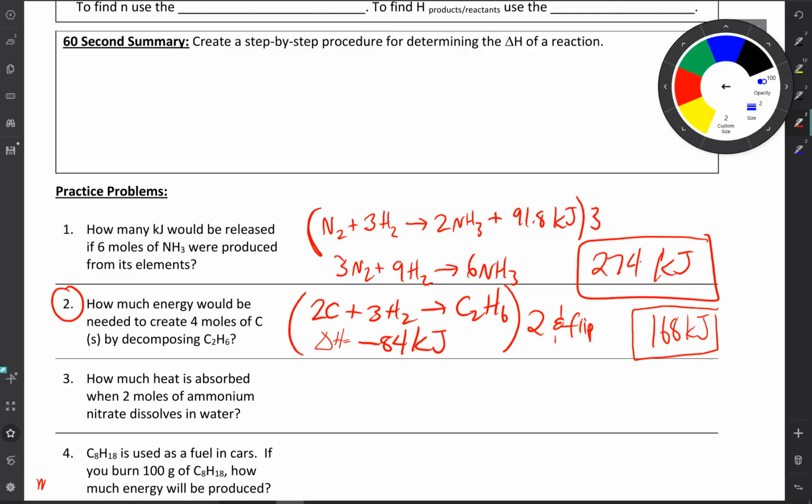In order to get to 4, I need to multiply by 2, and I need to flip it, which is not asking us about delta H, so that's not super important right now, but we'll just be thorough. And I come up with about 168 kilojoules of energy would be required.